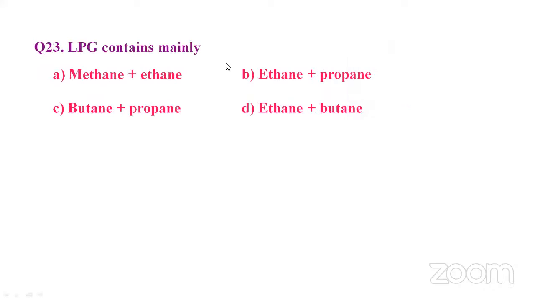LPG. LPG contains mainly, what does LPG contain? Yes, Lohit Kumar, it is C, that is butane and propane. So it consists of butane and propane. Yes. Okay. So we'll go for the next one.